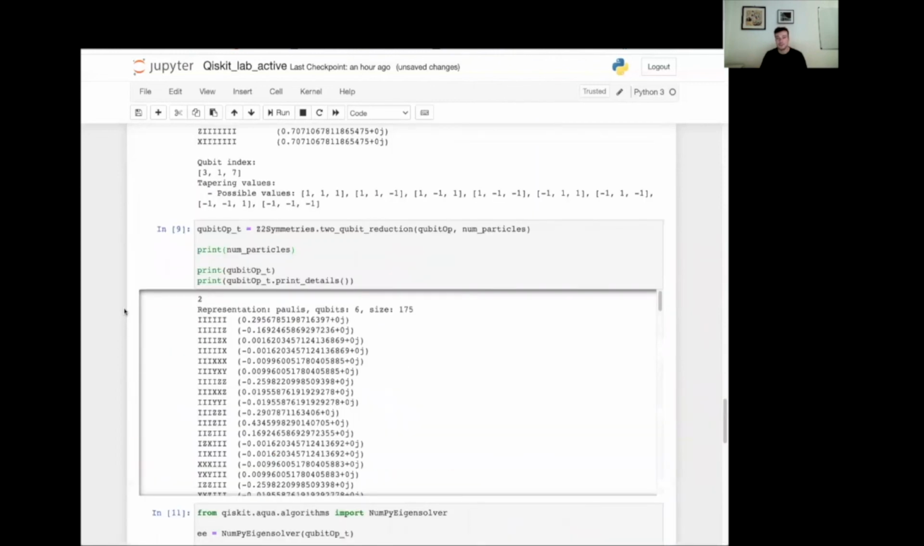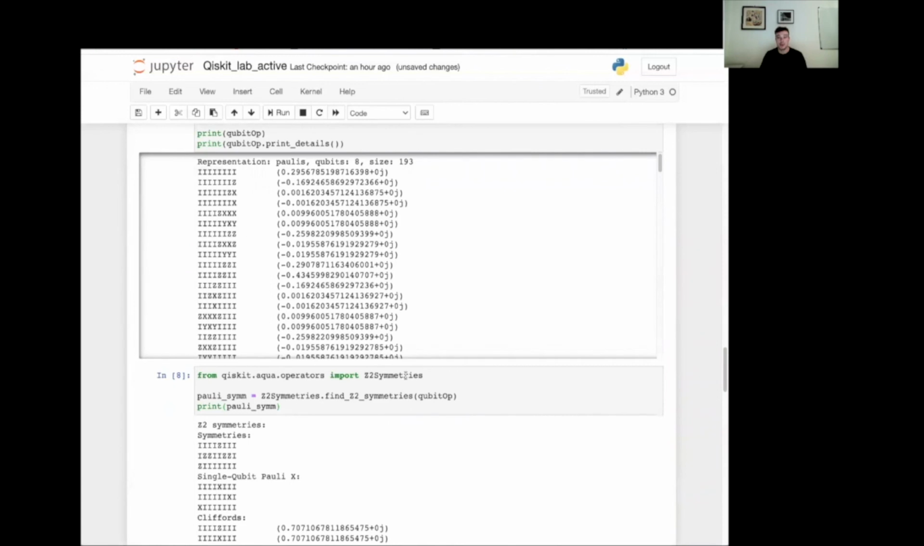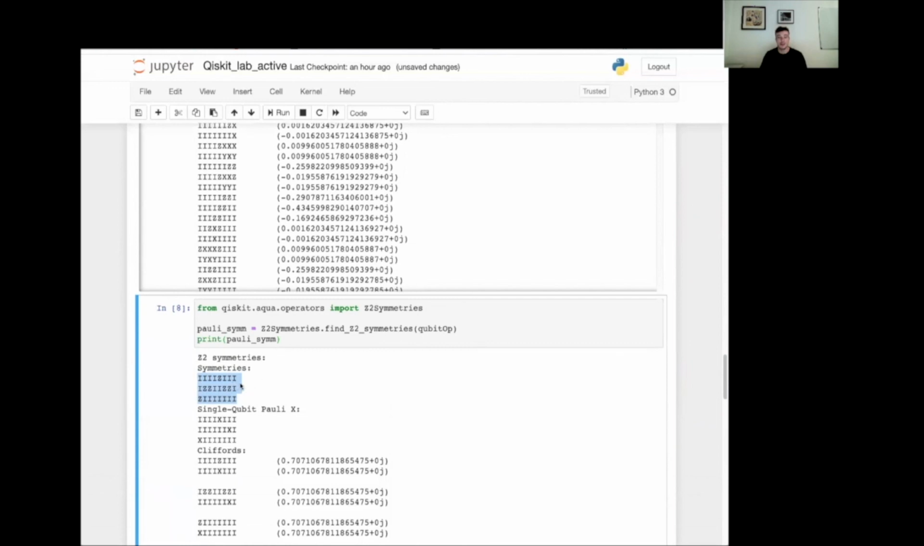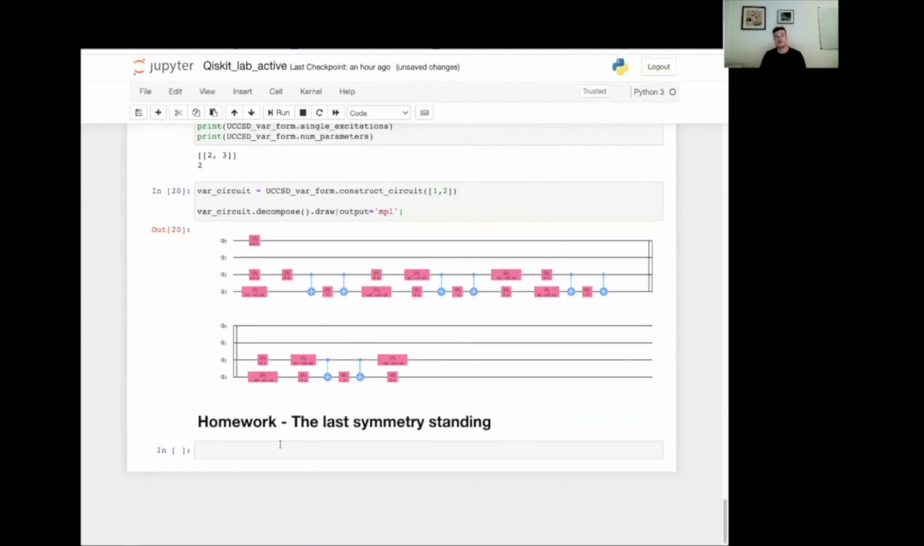I guess the careful listener would have noticed by now what I mean by last symmetry standing. In fact, when I showed you the symmetries for our original 8-qubit operator, we have seen that there were actually 3 symmetries present, and then we have just eliminated 2 of those. Okay, so we have just eliminated the symmetries which were related to the spin and charge symmetries in our system. So there is actually a last symmetry surviving, and I want you to try to taper this last symmetry. Okay, so to double check that, let's see that that symmetry is still there and has survived the tapering of the two spin and charge symmetries.